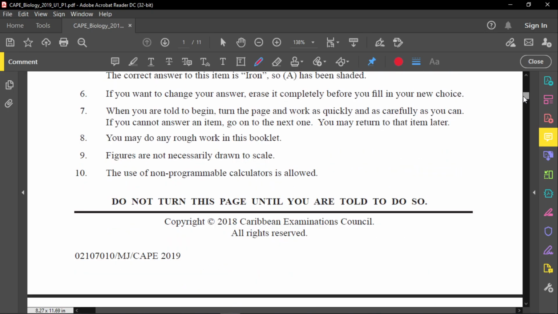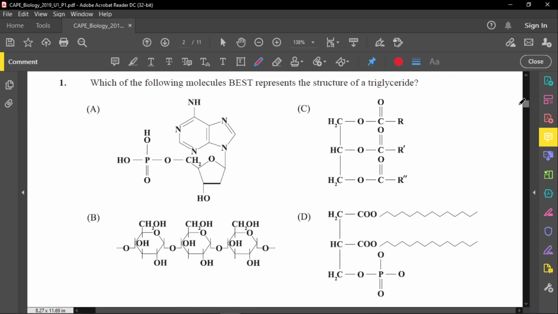Now let's jump into the first question, and this question reads, which of the following molecules best represents the structure of a triglyceride? And once you talk about triglyceride, what you need to think about are lipids. Lipids which contain 3 fatty acids and a glycerol. That's why the word triglyceride comes in. Now let's examine each of the structures first before we look at the exact answer here.